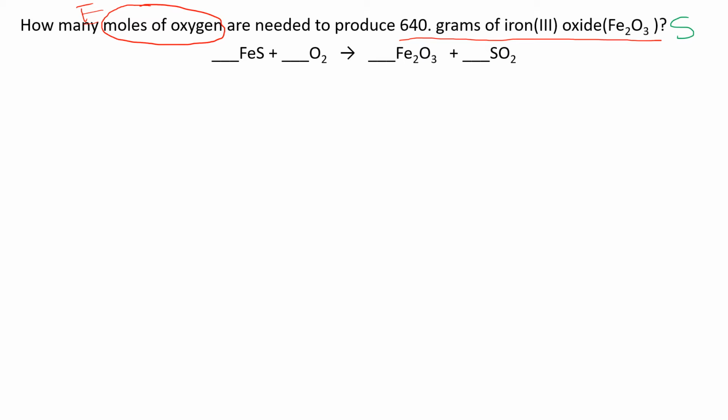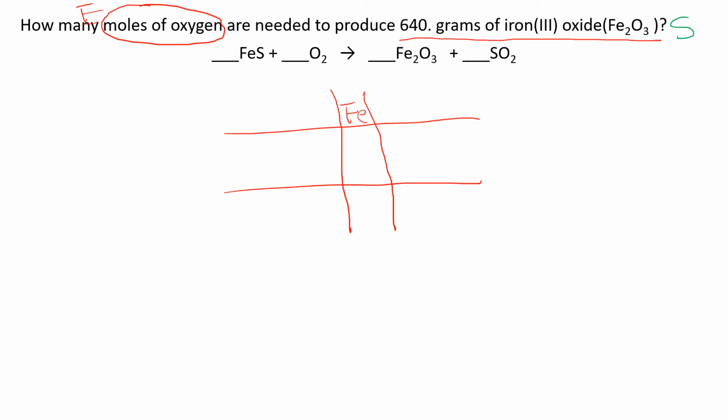Okay, that's the first step. The second step would be to balance the equation. And this is a pretty tricky one to balance. We've got the elements iron, sulfur, and oxygen. On the reactant side, I've got 1 atom of iron, 1 of sulfur, and 2 of oxygen. On the product side, I've got 2 moles of iron, 1 mole of sulfur, and oxygen's tricky. It's split up into 2 different places, so I have 5.